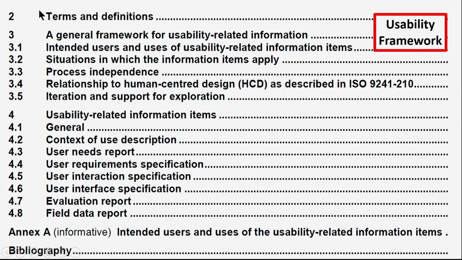All of these documents have terms and definitions in them, but I thought it would be helpful to provide it anyway as a reminder. So here are the topics that are covered, and you can see a general overview in the third section. Going back again to another ISO document, 9241-210, and then talking about, in some sense, the petals of that flower. So context of use, user needs, user requirements, user interaction, user interface, evaluation, and field data report. Also, it has an appendix, and most of these are fairly useful.